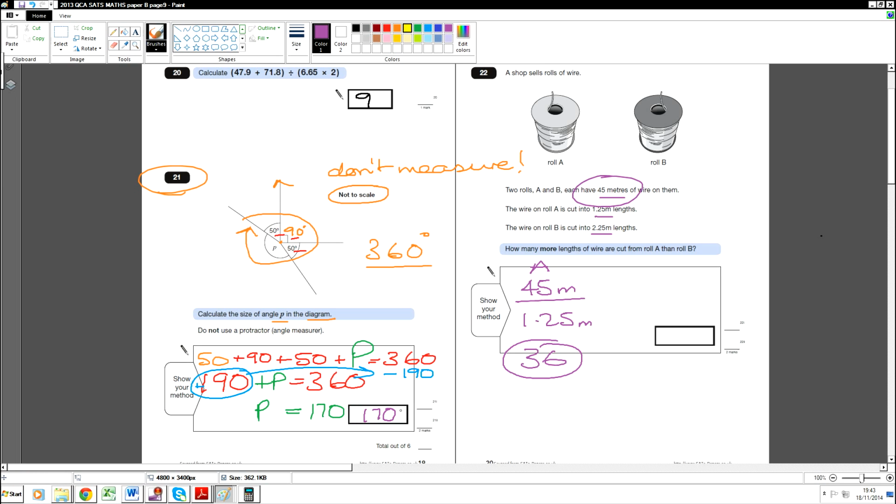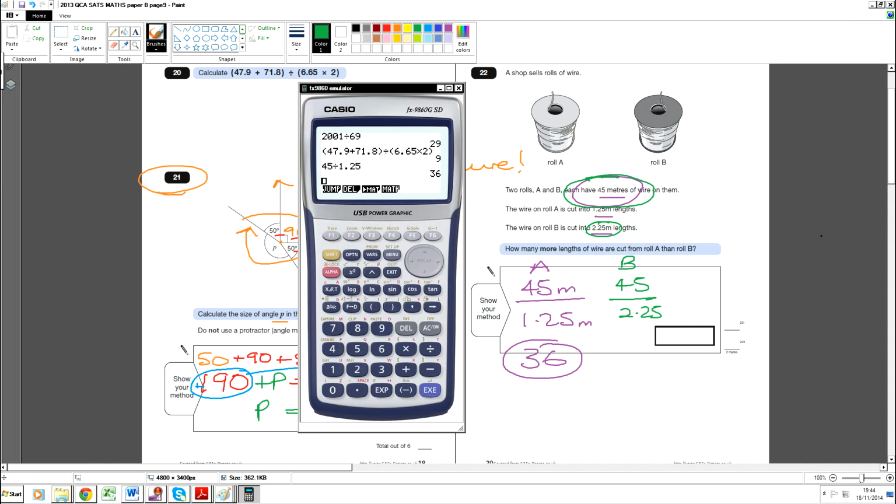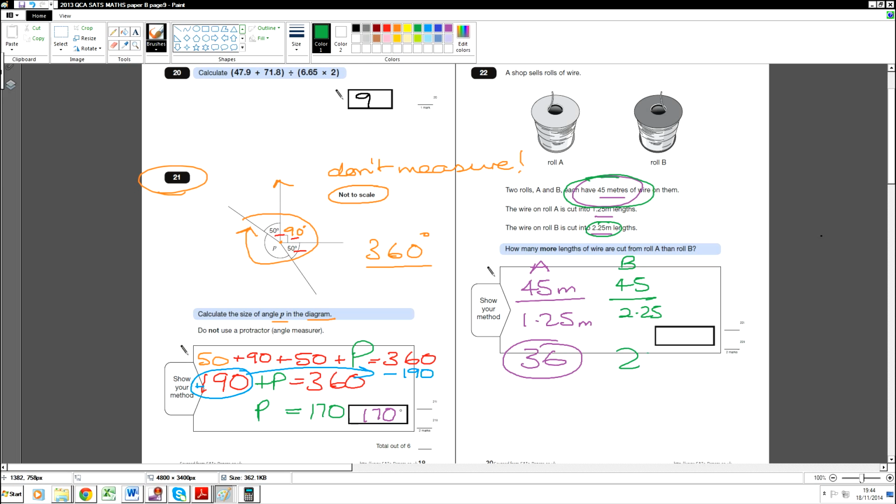Now, let's change color and let's do B. How long is roll B? Also 45 meters. But this time we are dividing into how many lengths? 2.25, not 2.25 with the wrong pronunciation, you need to stop saying that, that's mathematically incorrect. 45 divided by 2.25 equals 20. So that gives you 20 lengths.